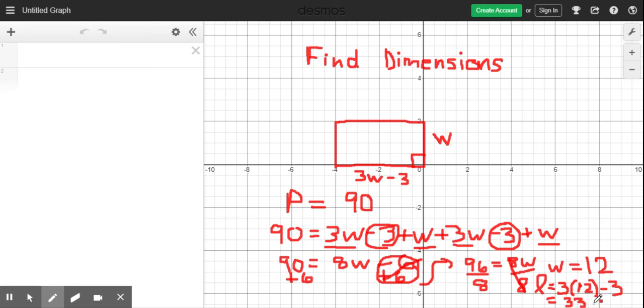Okay, and so both of these will be in inches. So we have 2 answers here. The width is 12 inches, and the length is 33 inches.